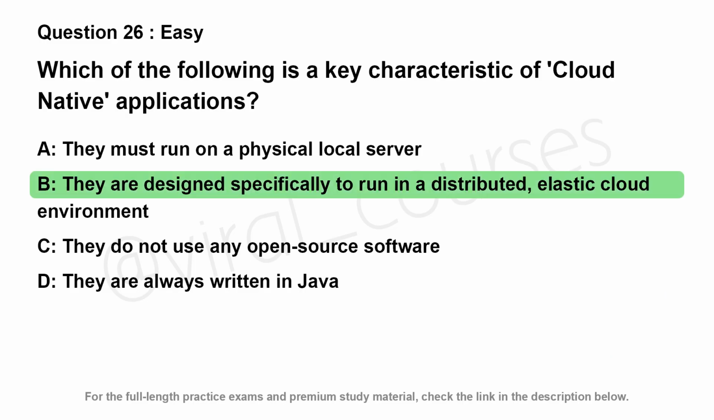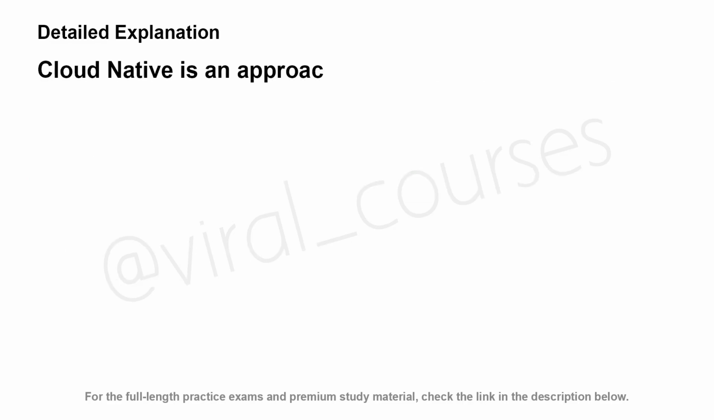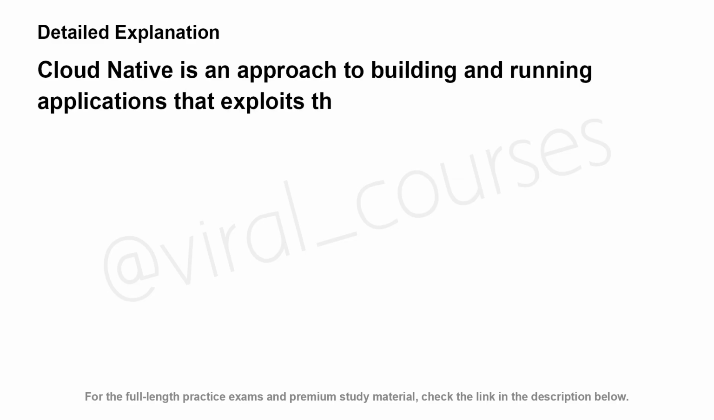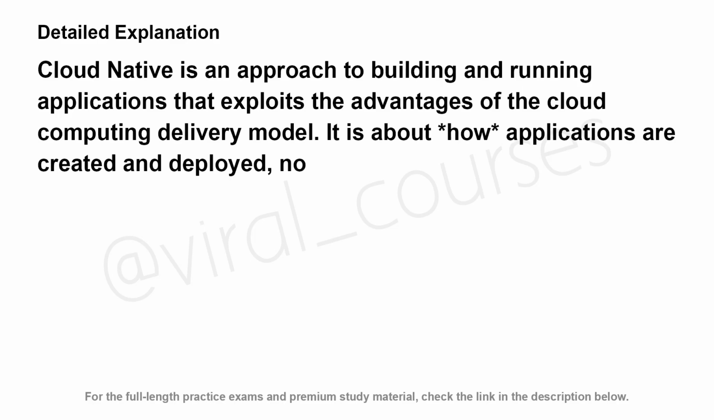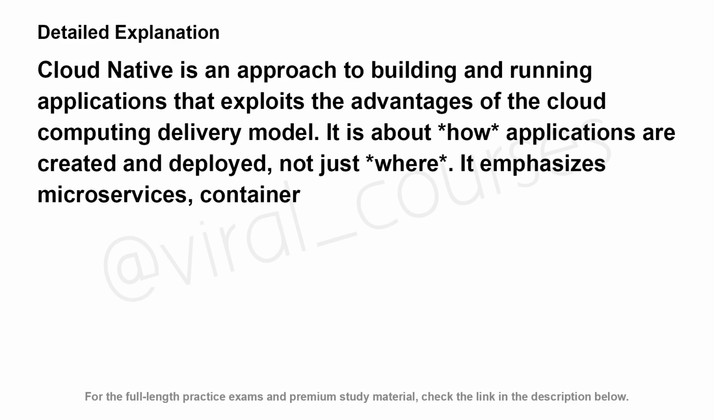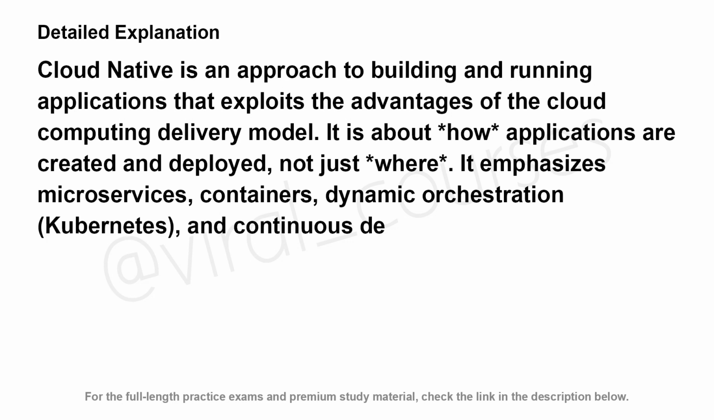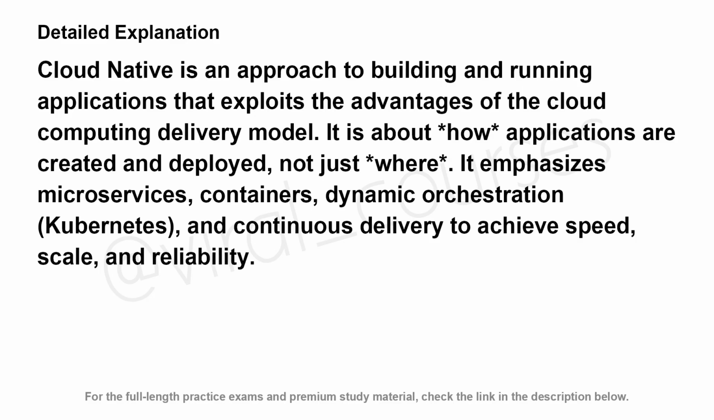The correct answer is B. Cloud native is an approach to building and running applications that exploits the advantages of the cloud computing delivery model. It is about how applications are created and deployed, not just where. It emphasizes microservices, containers, dynamic orchestration, Kubernetes, and continuous delivery to achieve speed, scale, and reliability.